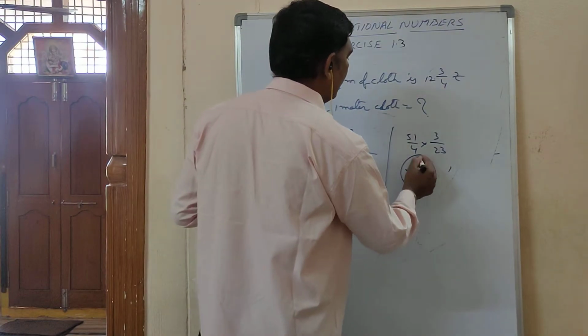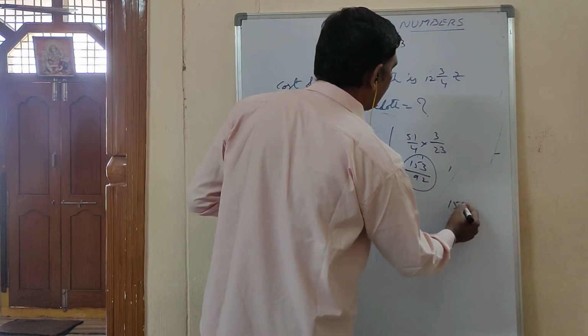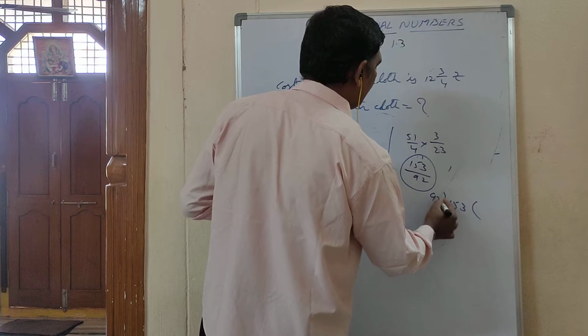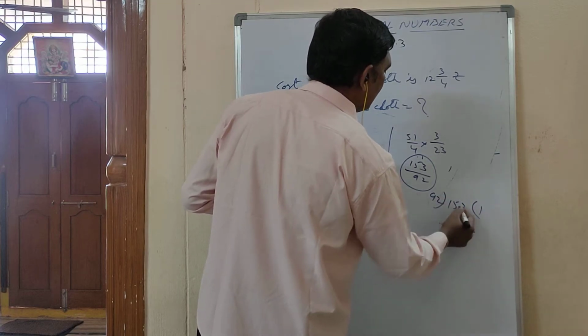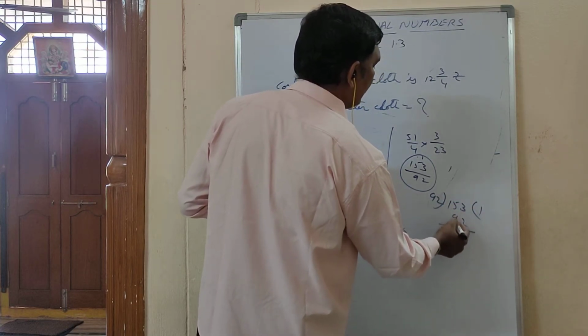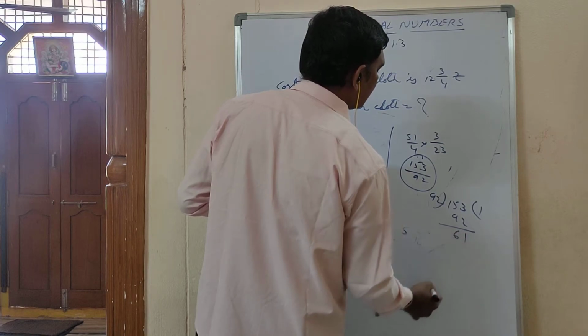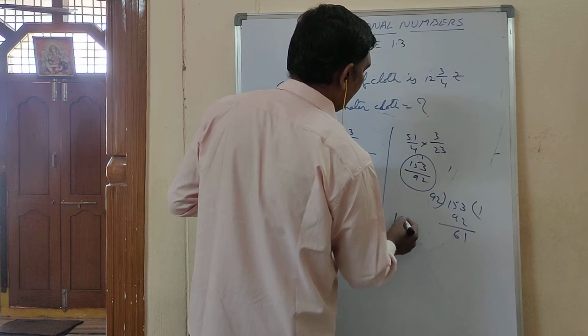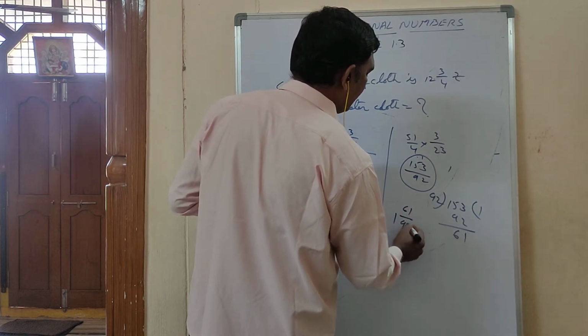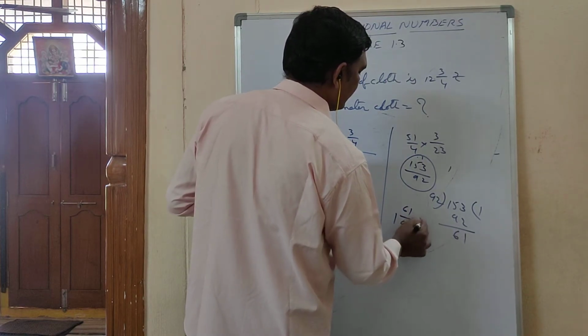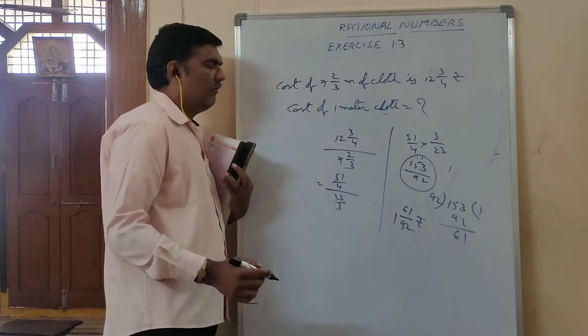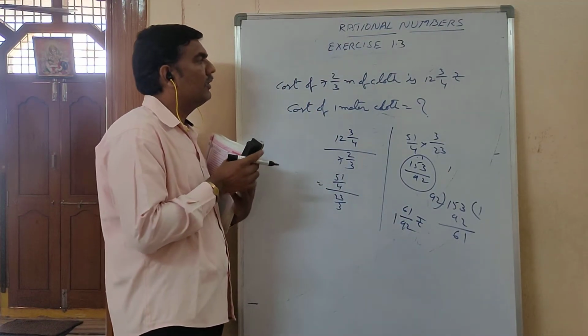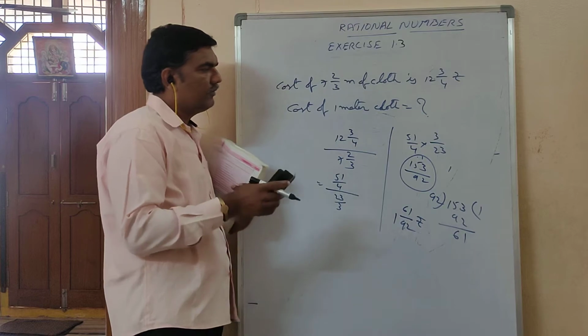153 by 92. If you want to convert into mixed fractions, 153 divided by 92. 92 ones are 92. 153 minus 92 is 61, so here we get 161 by 92. 161 by 92 rupees is the cost of 1 meter.